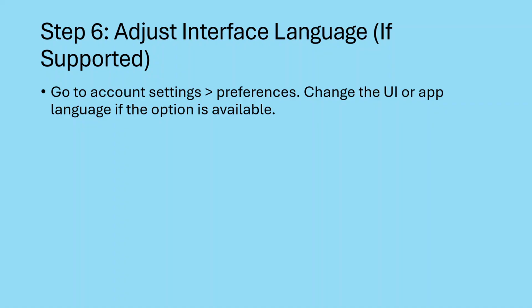Step 6. Adjust interface language if supported. Go to account settings, then preferences. Then change the UI or app language if this is available.